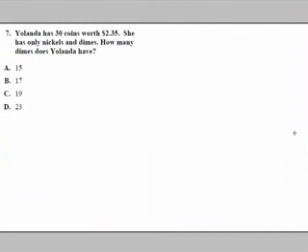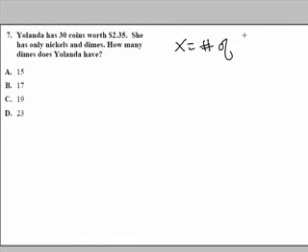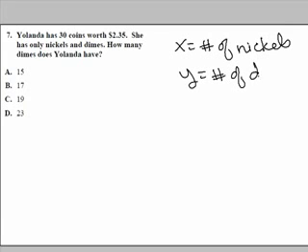Number 7. Okay, another system here, and as you can tell, all these problems are coming from chapter 6. Yolanda has 30 coins worth $2.35. She has only nickels and dimes. How many nickels does Yolanda have? So in this problem, there's two things we don't know. We don't know how many nickels we have, so I'm going to say X equals the number of nickels. And we don't know how many dimes we have, so Y is going to equal the number of dimes.